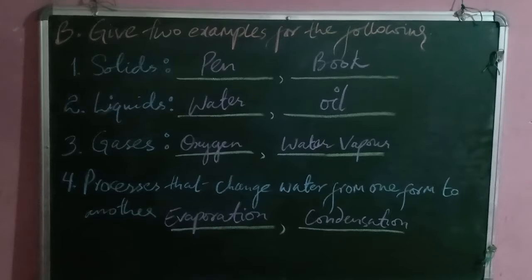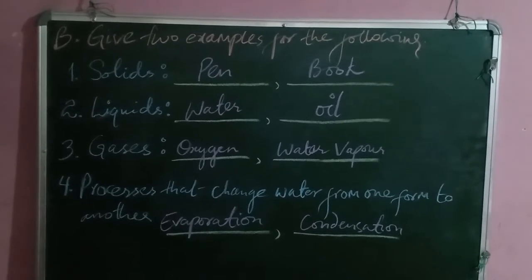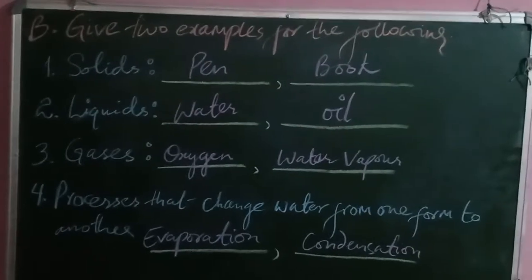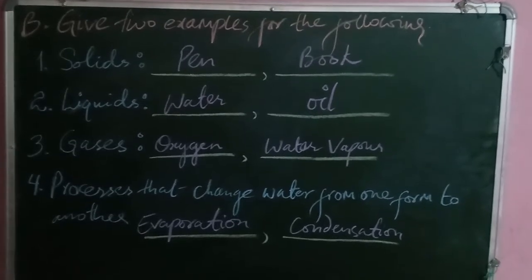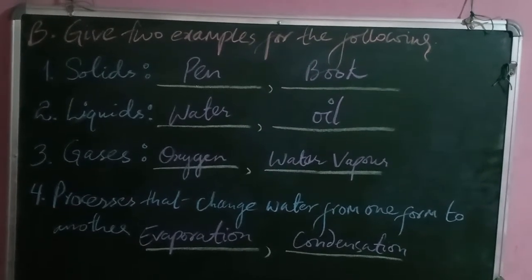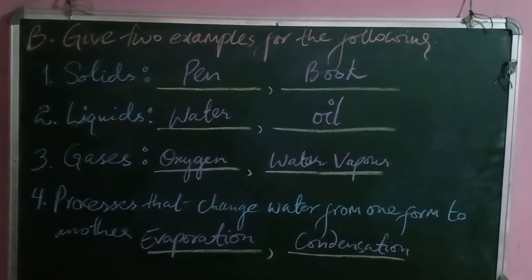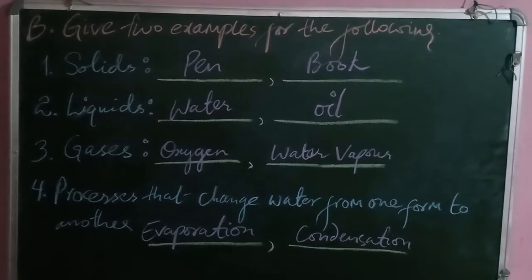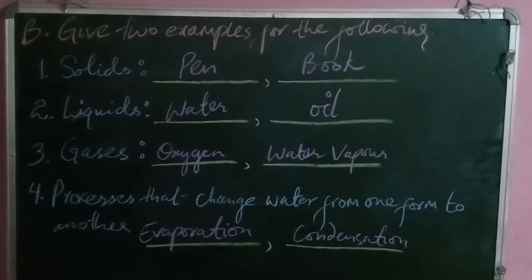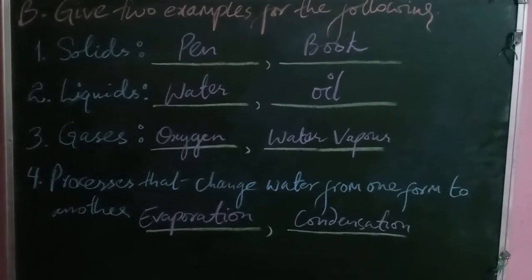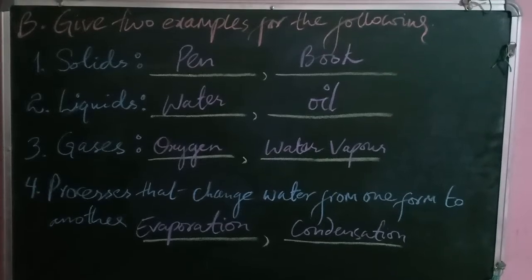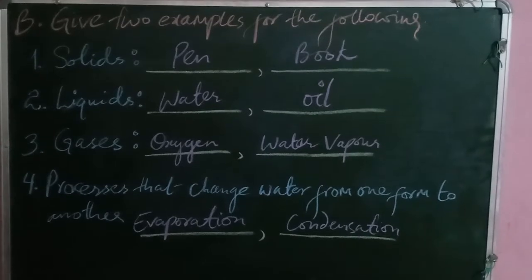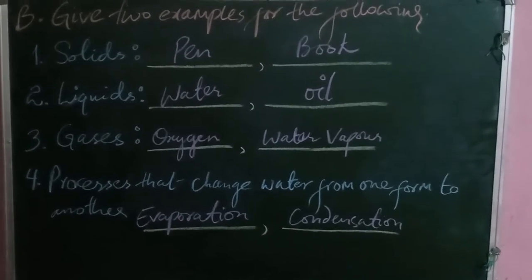So the next question we have is, give two examples for the following. We have to give two examples for each of the following. For the first we have solids. I have written here pen and book. Then we have liquids, where I have written water and oil. And then we have question number 3, gases. We have to give two examples for gases. Okay, so I have written here oxygen and water vapor. Now question number 4, processes that change water from one form to another. We call it evaporation and condensation.